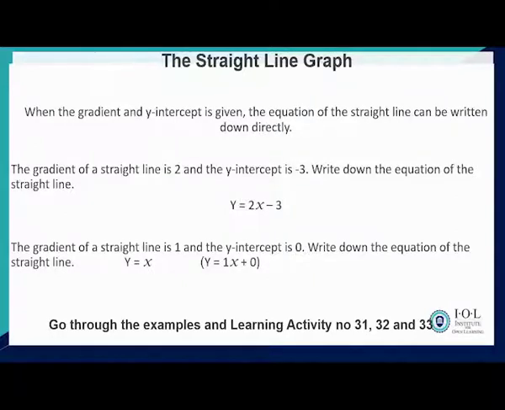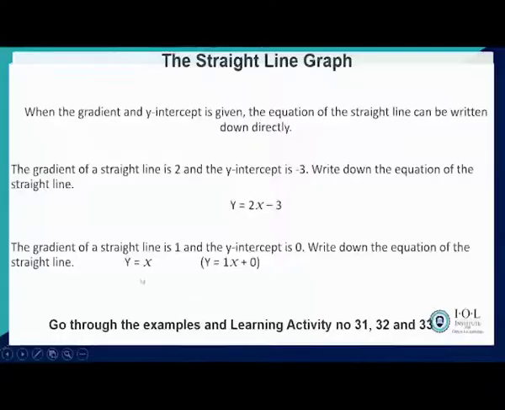If the gradient is 1, the next question, and the y-intercept is 0, write down the equation. The gradient is 1. y equals mx plus c, y equals 1x plus c. c is 0, x is 1. And usually, we don't write the 1, and we don't write the plus 0. So what's my answer? y equals x. And that's it. So also practice.